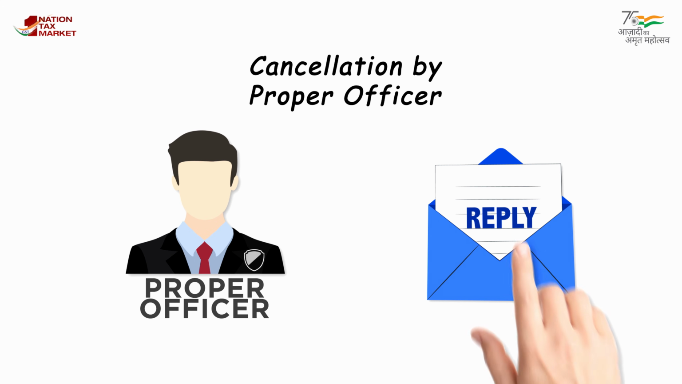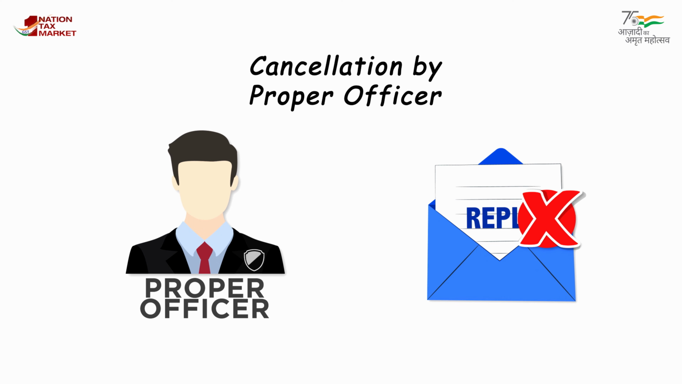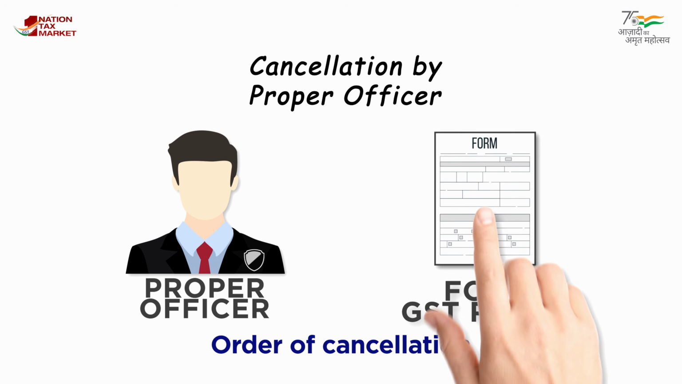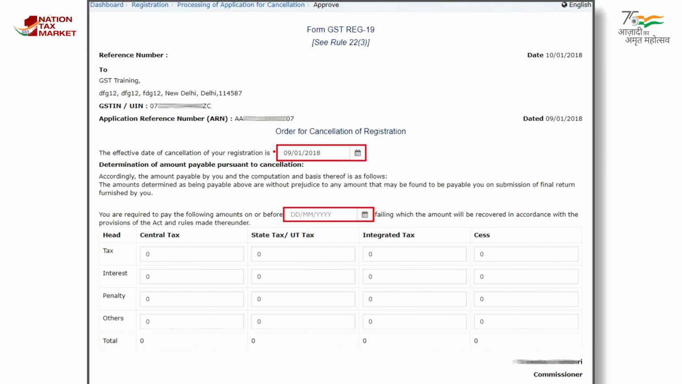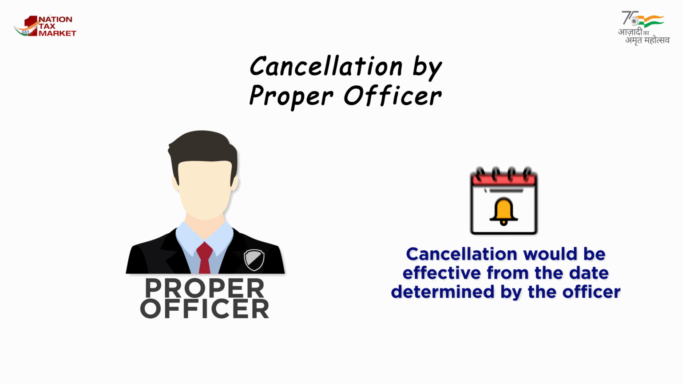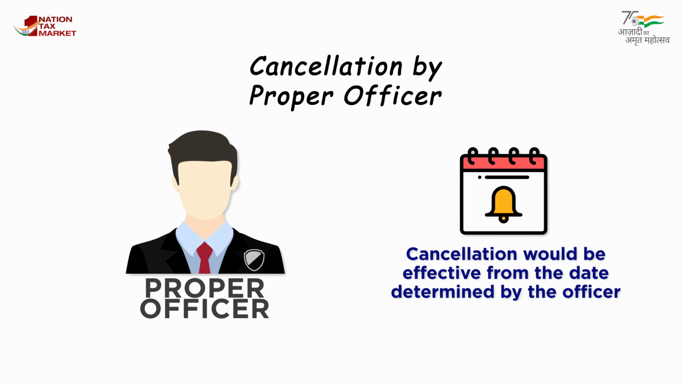If the reply to the show cause notice is found not to be satisfactory, the proper officer shall issue an order of cancellation and pass an order in Form GST Reg 19. Such cancellation would be effective from the date determined by the officer passing the order of cancellation.